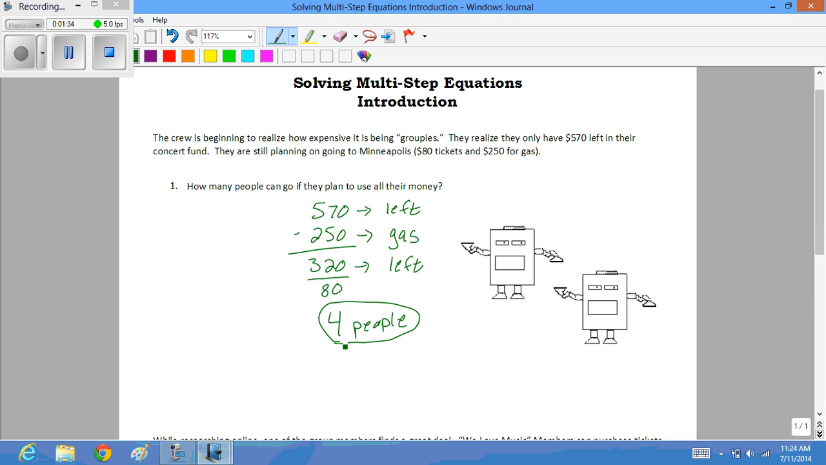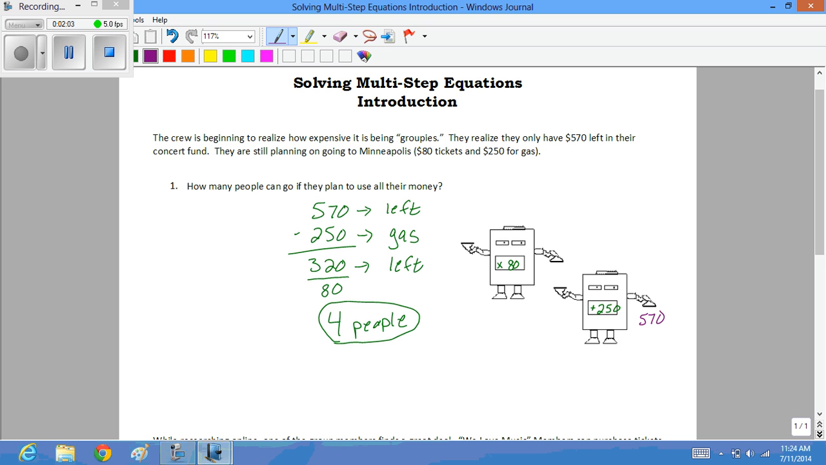Another way is to look at our little function machine. We set up this function machine as saying that whatever number we drop in, we have to multiply by 80. And then whatever number gets spit out of that, we're going to add 250. And usually we know what we're going to drop in and then we get a number at the end. Well, this is different. We actually get the number at the end. So we know that 570 was spit out of our machine. So we have to figure out what was put in there.